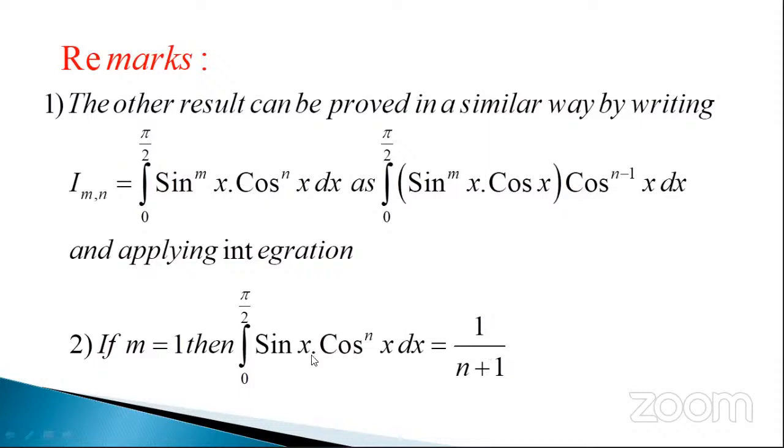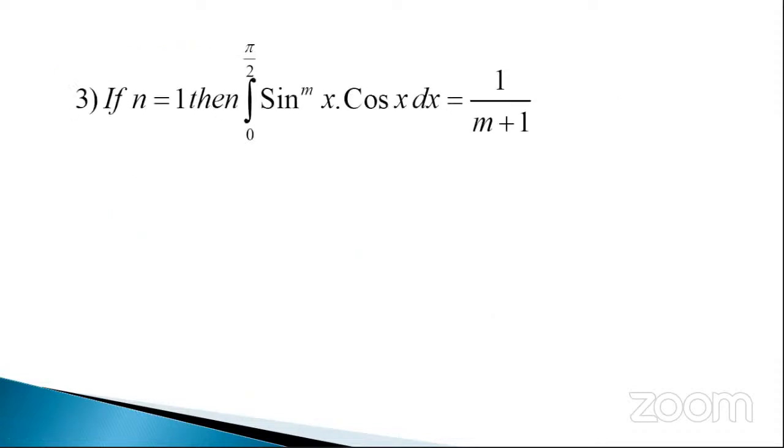The integration of this function is cos to the power of n plus 1 x by n plus 1. Apply limits 0 to pi by 2. Am I clear? Cos 90 equal to 0. Cos 0 equal to 1. That is the solution.